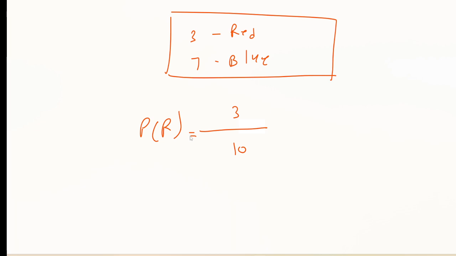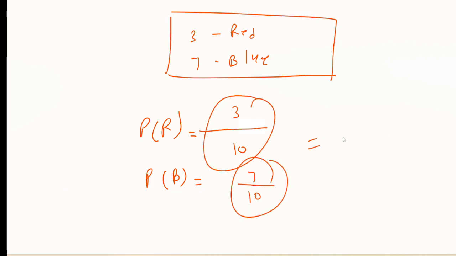Okay. So in the same question, if you find the probability of getting a blue ball, that would be 7 over 10, right? If you add these two, 3 over 10 plus 7 over 10, how much would you get? 10 over 10, which is 1. So always, if you add the probabilities, you will get 1.